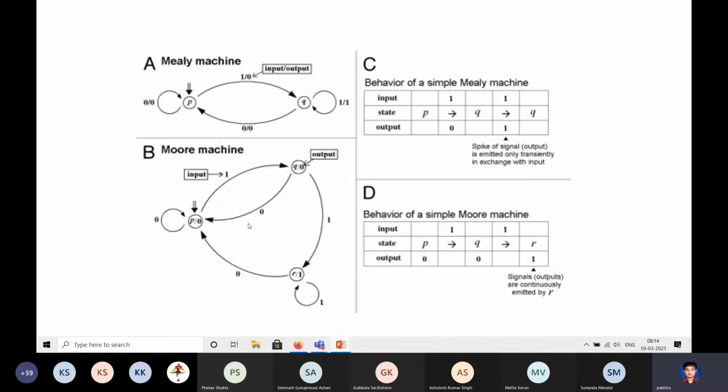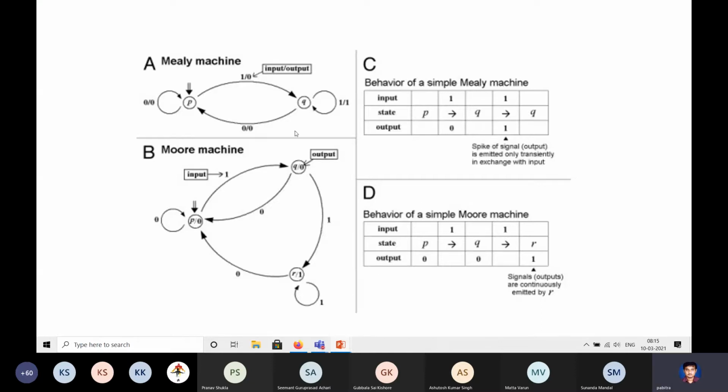With receiving an input 0, it moves back to state P and then gives an output 0. Of course, it will depend on the implementation. As if on receiving an input, you move to the next state, and in the next state, you produce an output. So the output is associated with the states, which are these circles, these nodes here, and the edges are associated only with the input.